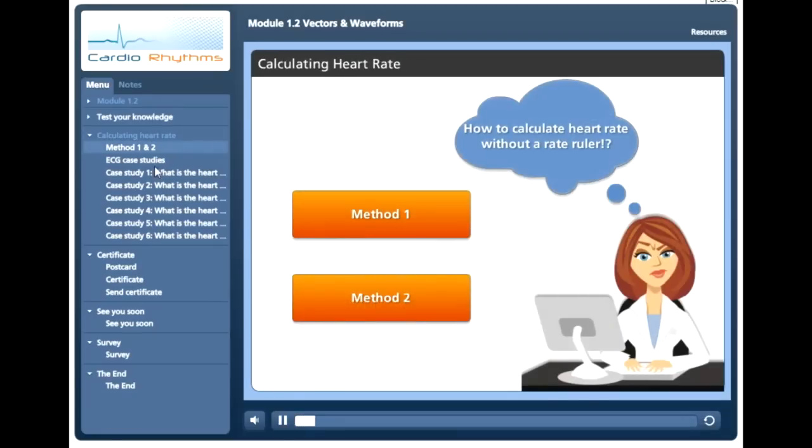To end this module, we will learn how to calculate heart rate. Now, most monitors and ECG machines will give you a heart rate, but it doesn't hurt to be able to roughly work out the rate in your head. The heart rate alone gives us many clues as to whether there is an abnormality present. There are many ways to calculate heart rate, but I will give you two methods to start with. Click on the links to learn more.